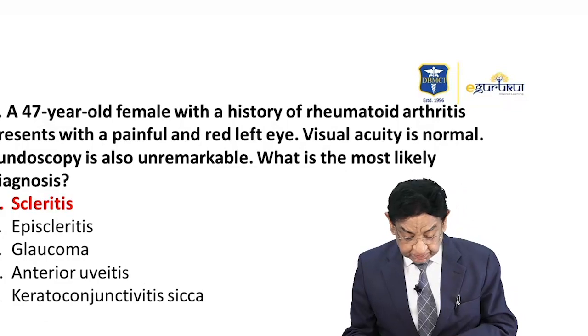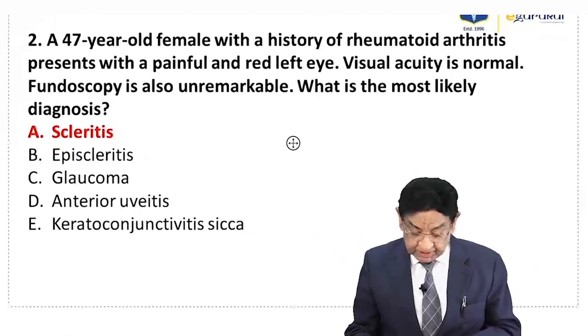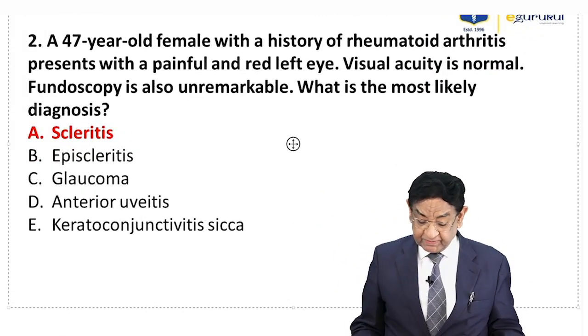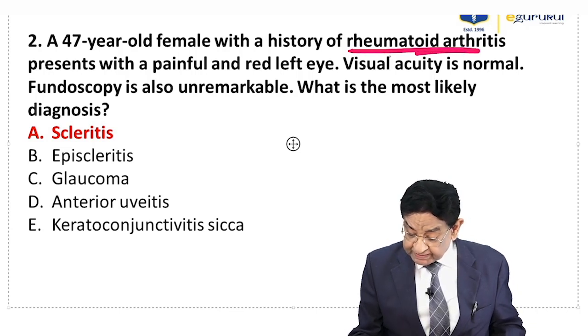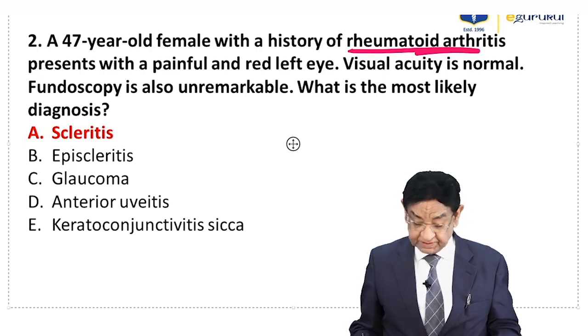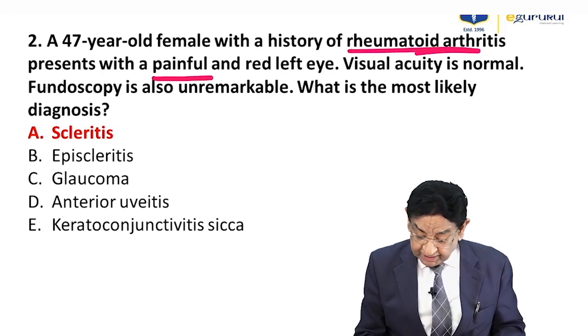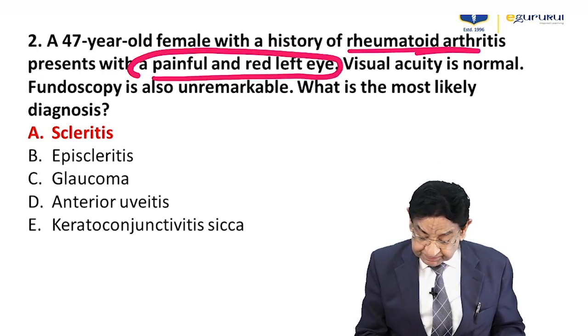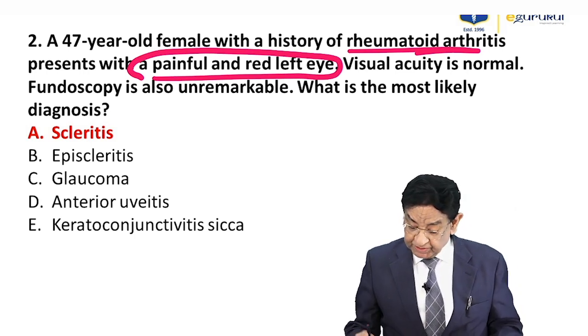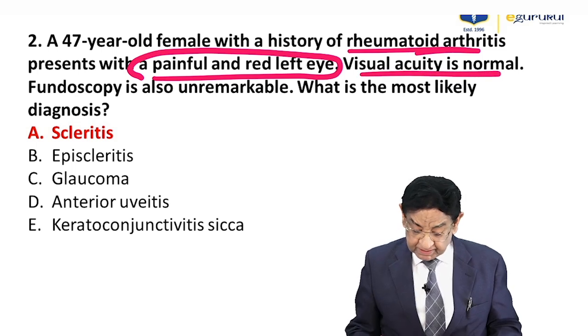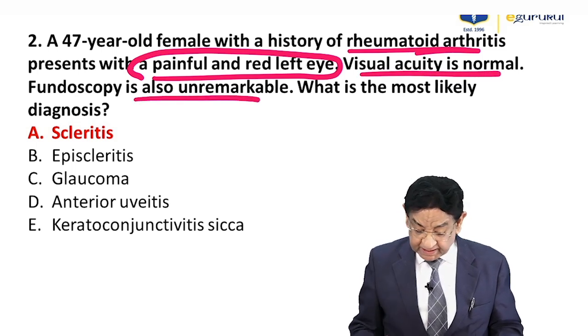Question number 2. A 47-year-old female with a history of rheumatoid arthritis, underline the words rheumatoid arthritis, presents with a painful and red left eye. Point to be noted: visual acuity is normal. Fundoscopy is unremarkable. What is the most likely cause?